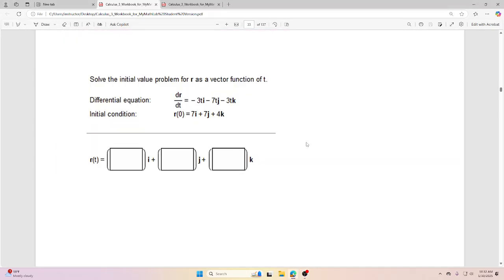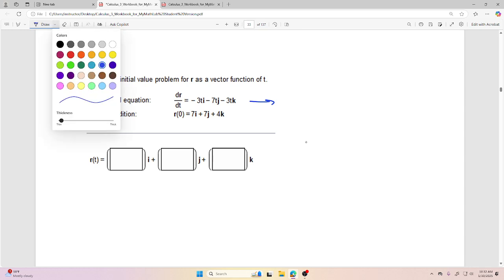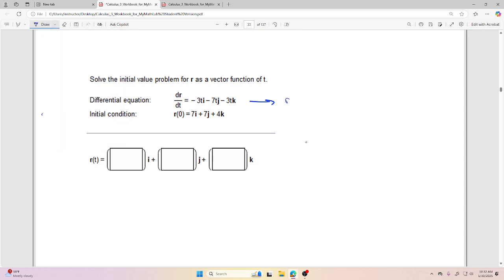So, picking up where we left off, differential equations in calculus 3. They're saying that this is r prime essentially. So I got negative 3t, negative 7t, negative 3t, and eventually they want r. So I'm going from r prime to r. What do I do?